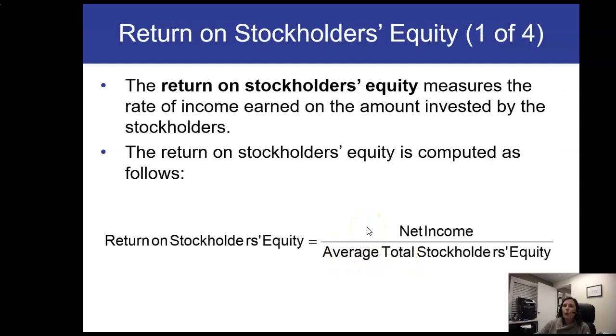So that will be operating income over average operating assets. And then we get to return on stockholders' equity. That is net income over average stockholders' equity.